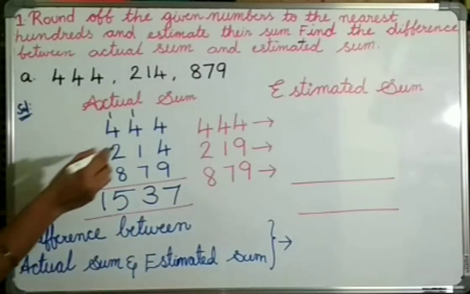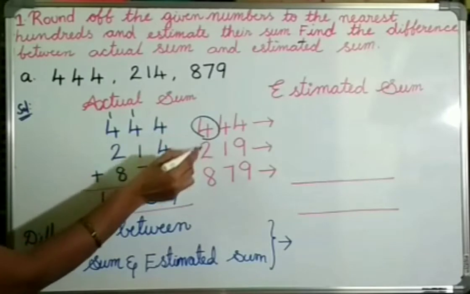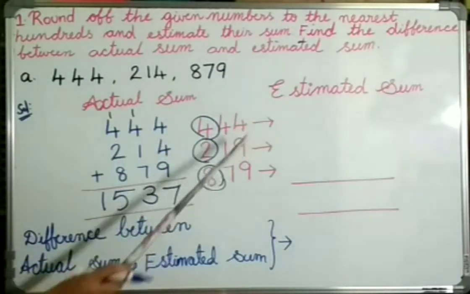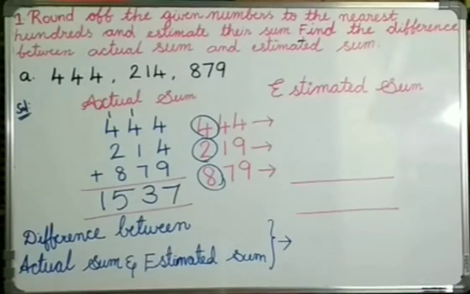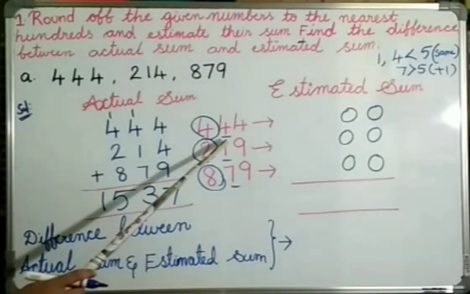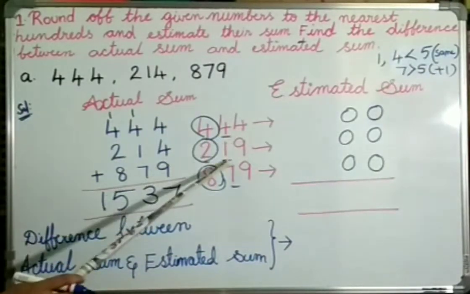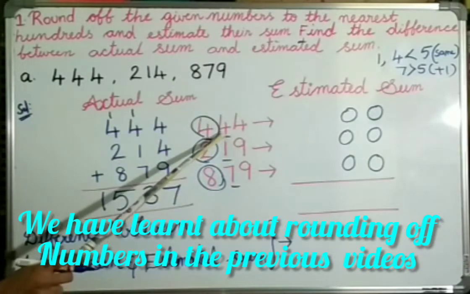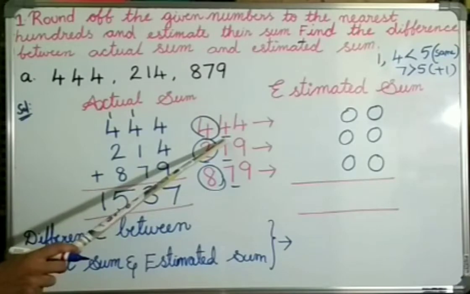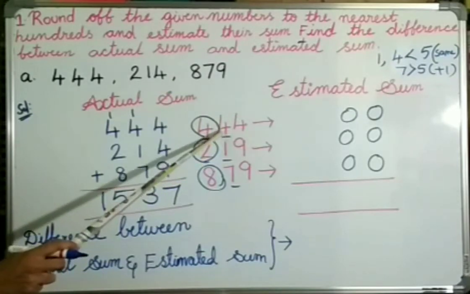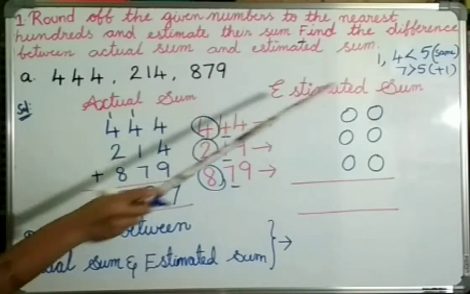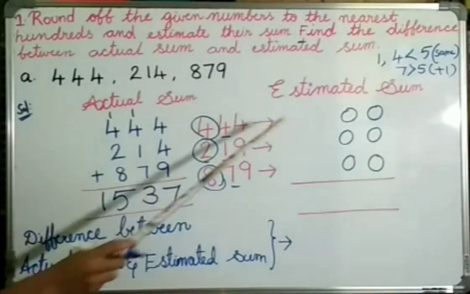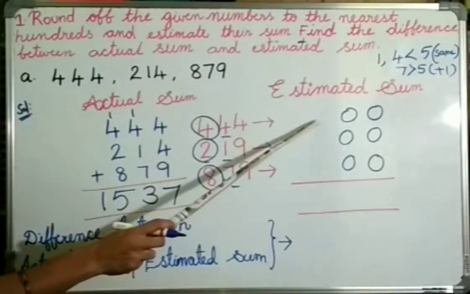Nearest hundreds means we have to circle the hundreds place and write the remaining digits as 0. Now underline the next digits. Now you have to observe the tens place, the digit after the circled digit. Here it is 4. 4 is less than 5, so you have to write the same number at the hundreds place. So you have to write 4 here.